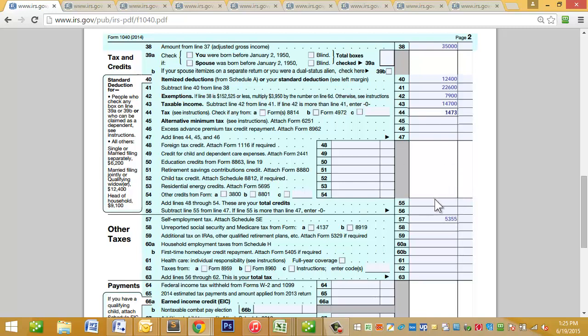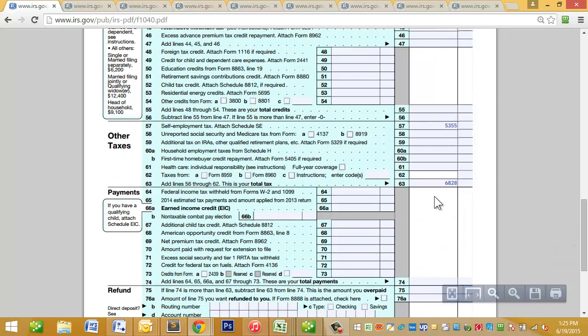So we would take your total tax of $1,473. You would add to that your $5,355, and now you're at $6,828 is your total tax. So $6,828 on $35,000 is 19.5%. So you're basically paying about 20% of your profit to taxes here.